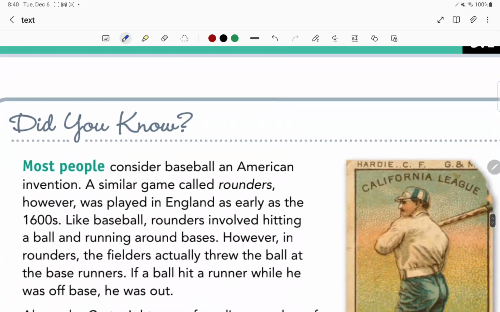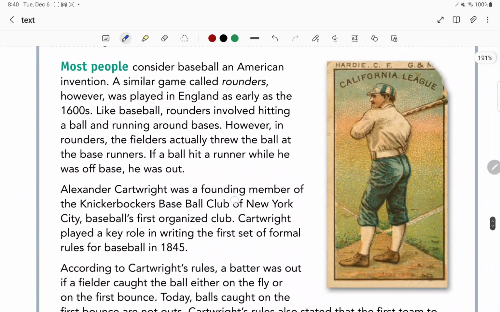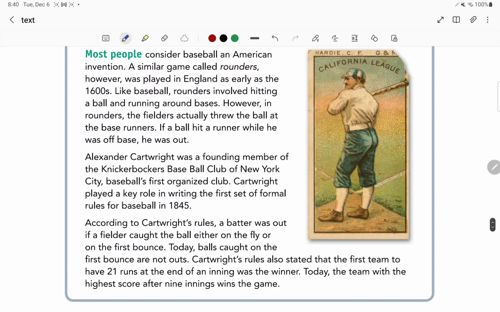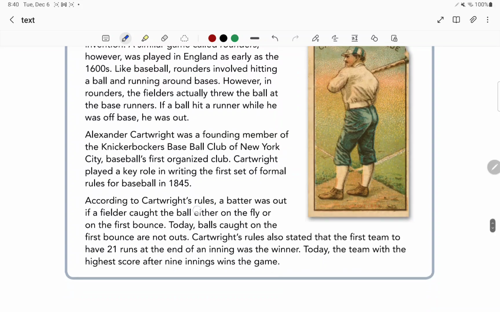And this is pretty interesting down here if you read this. Consider the baseball an American invention. Most people do. A similar game called rounders, however, was played in England as early as the 1600s. Like baseball, rounders involved hitting the ball and running around bases. However, in rounders, the fielders actually threw the ball at the base runners. That would make things a lot more interesting. If a ball hit a runner while he was off the base, he was out. The original dodgeball right there.